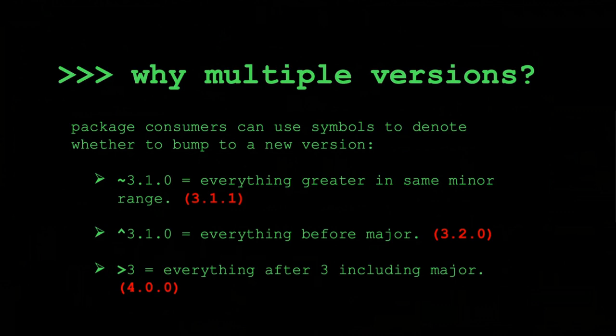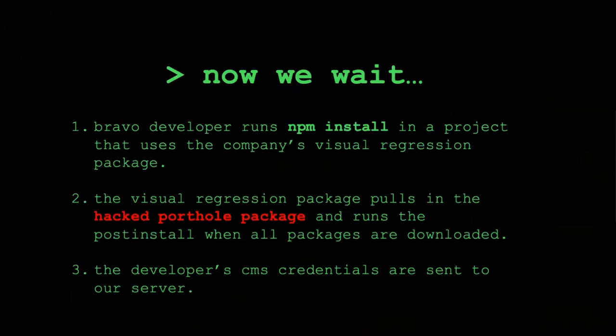And then you've got the arrow as well, which is everything after 3, including major. So we're trying to cover the widest range of versions as possible. So now we wait. The Bravo developer is going to run npm install in a project that uses the company's visual regression package. Because of the supply chain attack, that's going to bring in our package, the hacked one. It's going to run that, and then it's going to run the post install on the developer's machine.